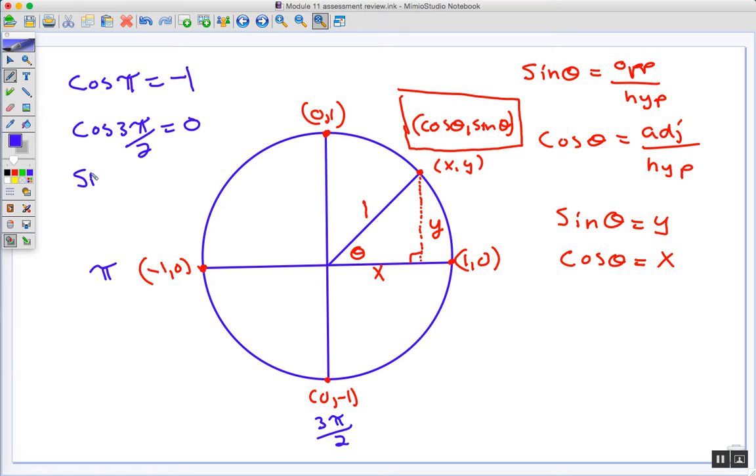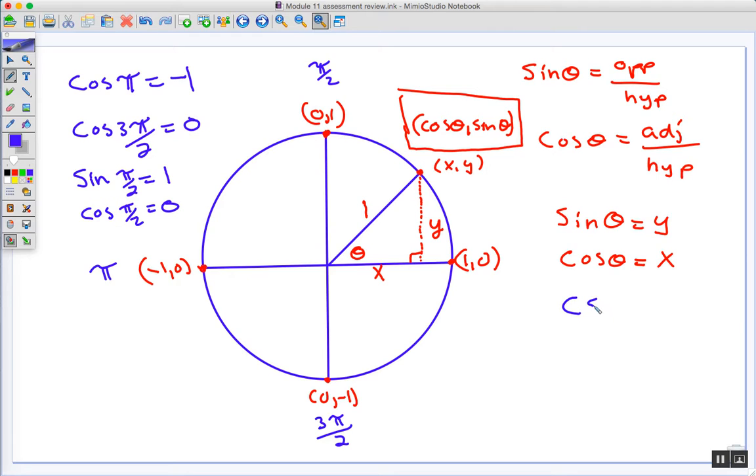Let's look at sine of 90 degrees, or sine of pi over 2. Pi over 2 and 90 degrees are both the same. So sine is equal to y. Y is equal to the sine of theta. So the sine of 90 degrees is just 1. And the cosine of 90 degrees is 0.